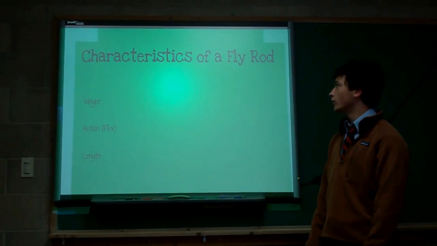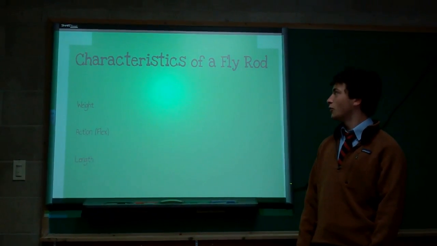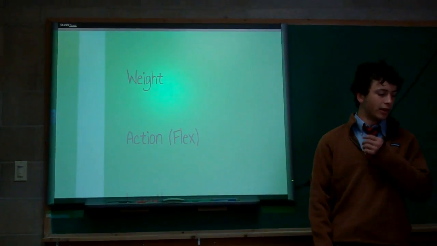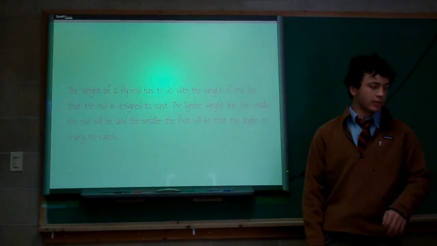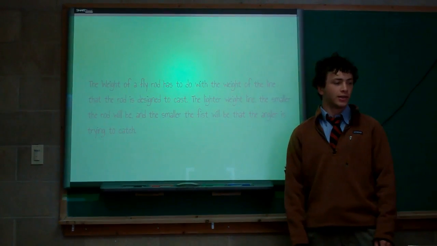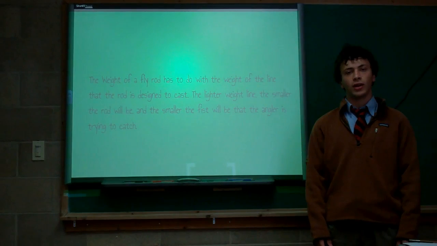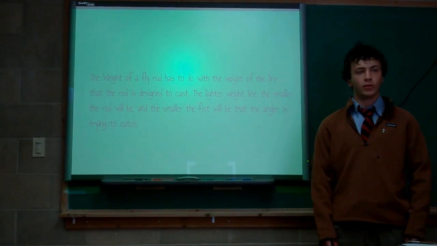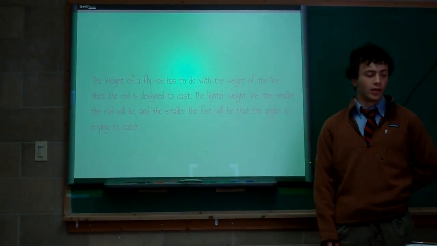There are three major characteristics of a fly rod: the weight, action, and length. The weight basically means what weight line the fly rod is designed to cast, and a lighter weight line means that it's going to be a smaller rod, and you're going to be fishing for smaller fish. And a larger weight means you're going to have a larger rod and you're going to be fishing for larger fish.